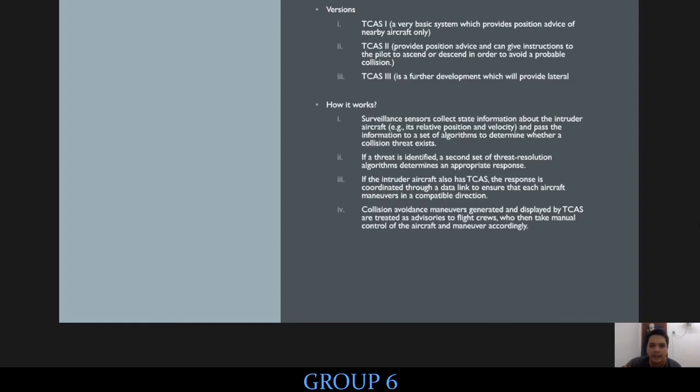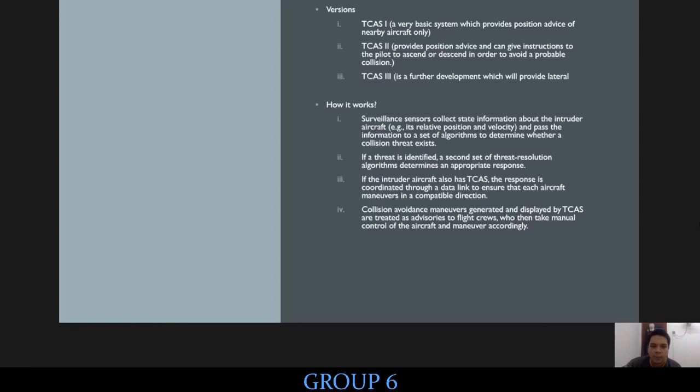There are three versions of TCAS. TCAS 1, a very basic system, provides position advice of nearby aircraft only. TCAS 2 provides position advice and can give instruction to the pilot to ascend or descend in order to avoid probable collision. TCAS 2 is installed in many aircraft nowadays. TCAS 3 is a further development which is provided later.